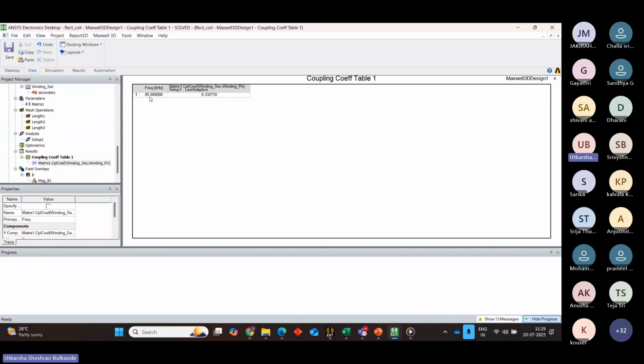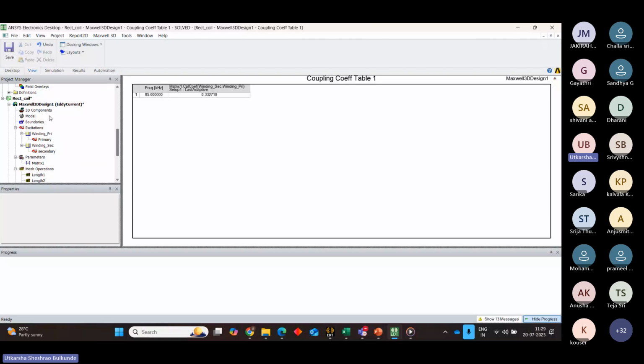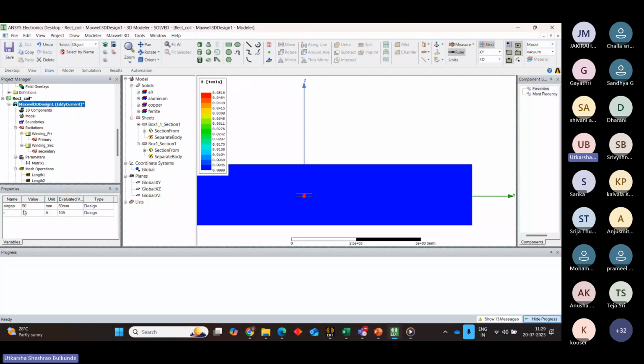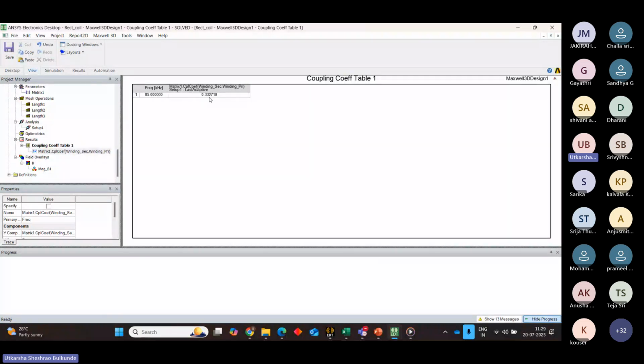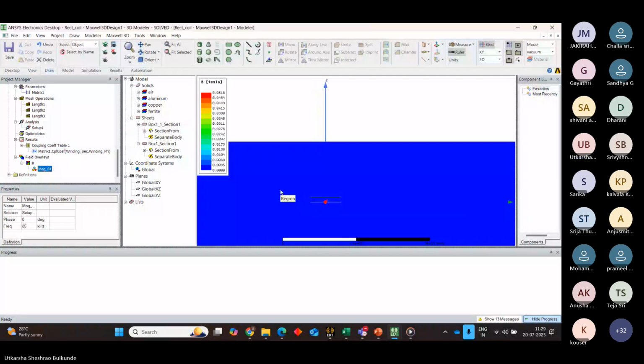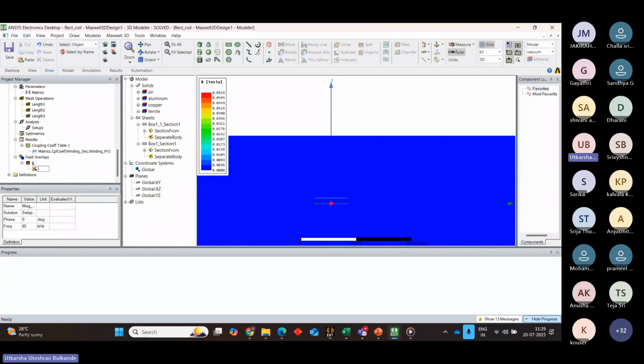Can you see it now? Actually, I have not swept it to the air gap. So the air gap that is there is 50 mm. For 50 mm, you are getting your coupling coefficient as 0.33, which is a good enough coupling coefficient. You can also see the flux linkage.